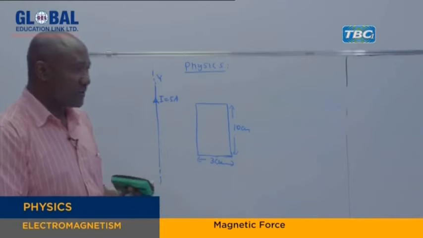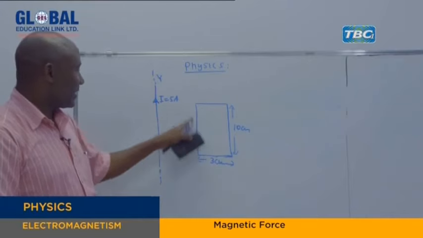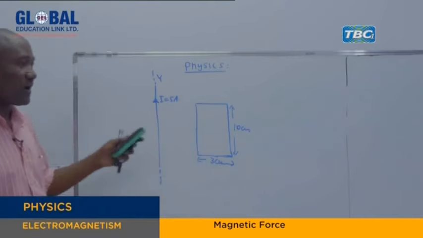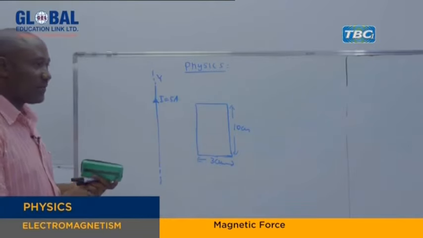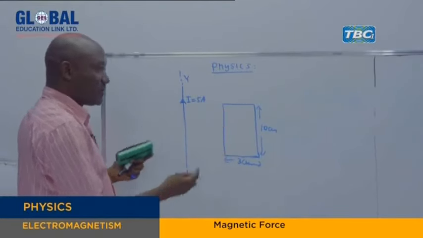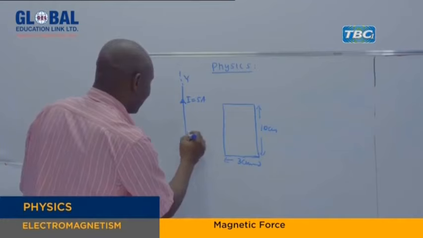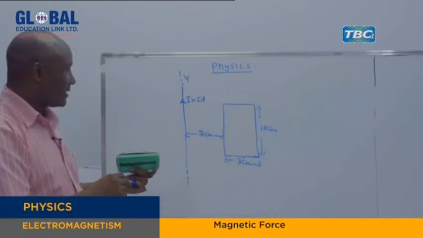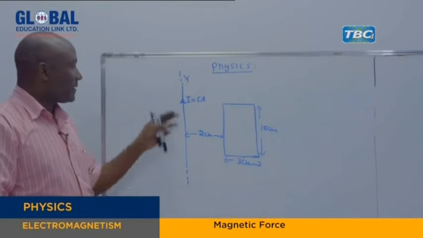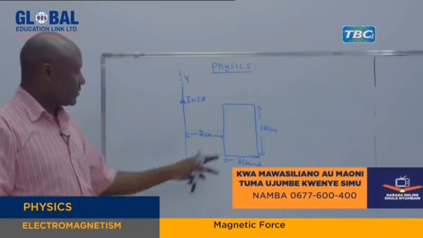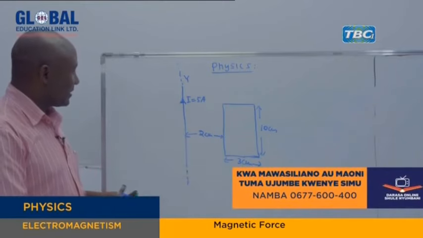But you are told that the long arm here is parallel to Y. You can see it's parallel to Y, and the distance between the two parallel wires is given as 2 centimeter. Very important. The 2 centimeter is the distance between the long arm and the Y, which is now a straight long conductor. So the two wires are parallel.